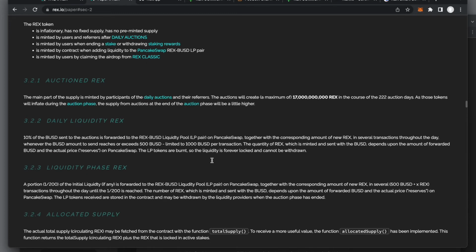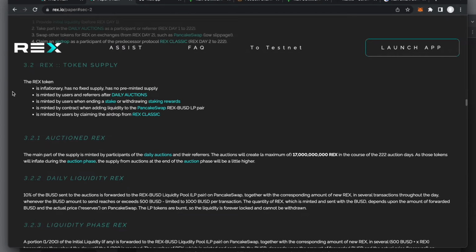So let's see what's next. Is there anything else I need to talk about in this section? Inflationary, no fixed supply. Oh yeah, so people keep asking on the main chat, what is the maximum supply of REX? And there is none. It will just keep going up and up.